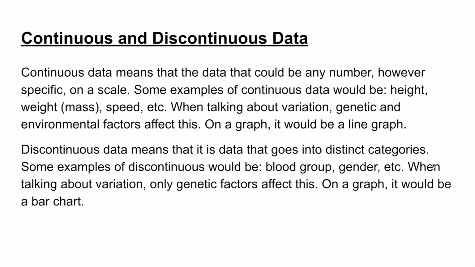Discontinuous data is data that goes into distinct categories. Examples are blood group, gender. When talking about variation, only genetic factors affect this. It is shown by a bar chart.